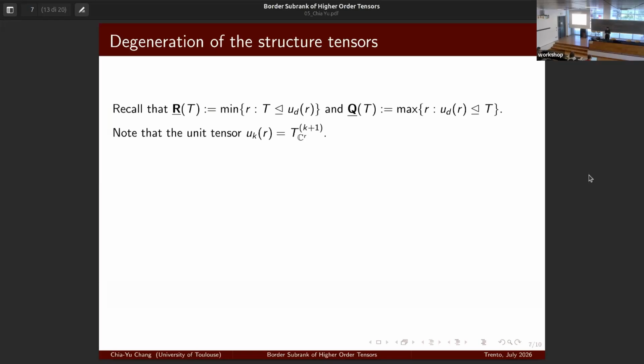Okay. Now, because we are interested in border subrank of these structure tensors, recall that the definitions of border subrank and border rank use degeneration. So we want to study the degenerations between structure tensors. This diagonal tensor is actually also a structure tensor, and is given by the algebra C to the r, where the multiplication is coordinatewise.